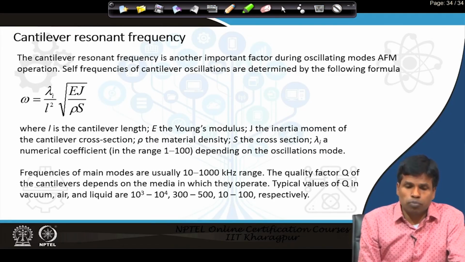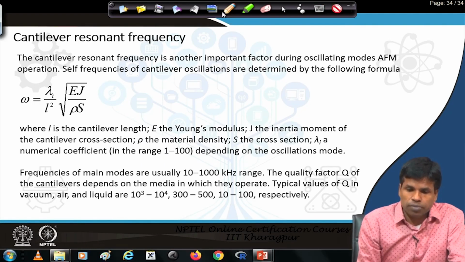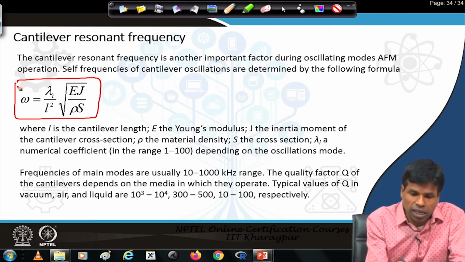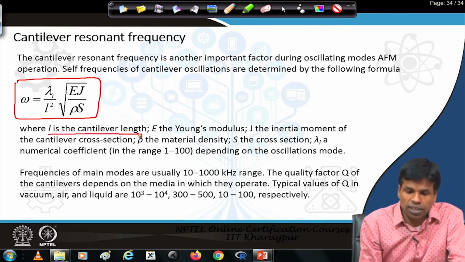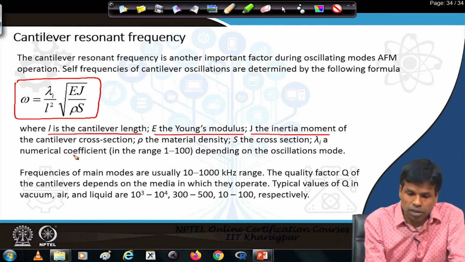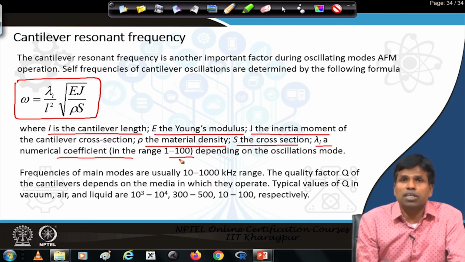Another more important factor is the cantilever resonant frequency. The resonant frequency can again be calculated using this equation. All the values are given here. L is the length of the cantilever, E is Young's modulus, J is the moment of inertia of the cantilever cross section, rho is the material density, S is the cross section, and lambda is a numerical coefficient in the range of 1 to 100 depending upon the oscillation mode.